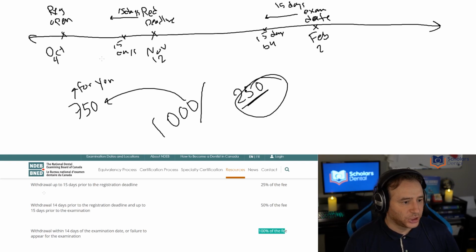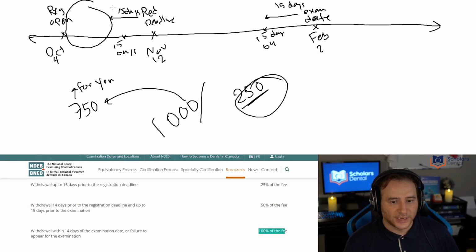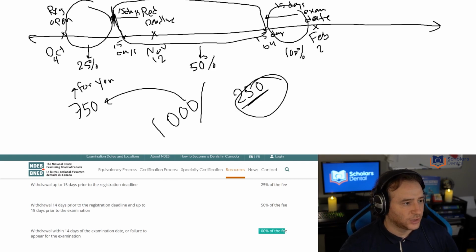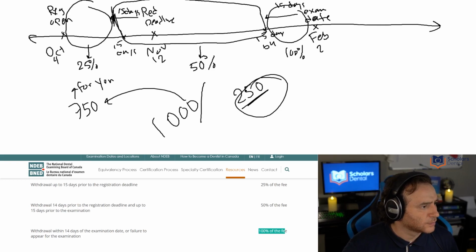So if we take chunks here, in this chunk over here, 15 days before the deadline, you're getting charged 25%, okay? And the chunk over here, from this 15-day point up to the other 15-day point, right? You get charged 50%. And then anything over here, this chunk, you'll get charged 100%. And if you do not show, okay?